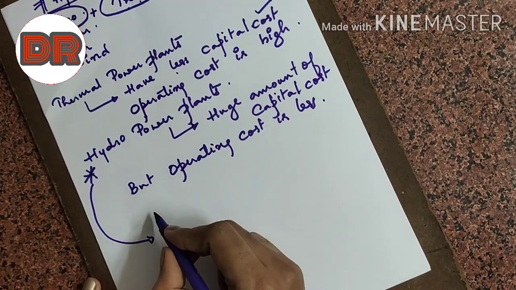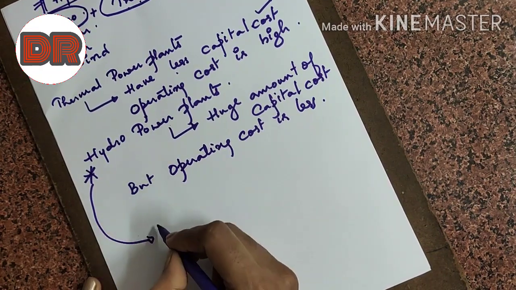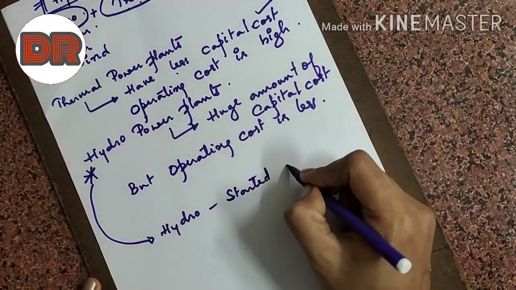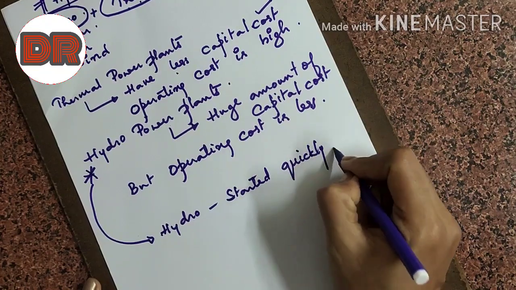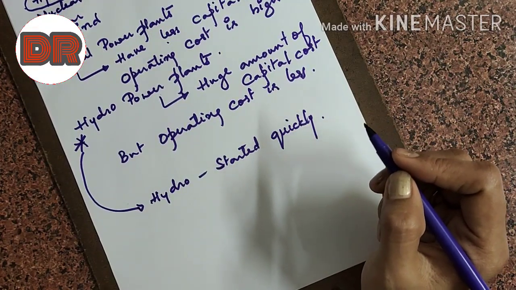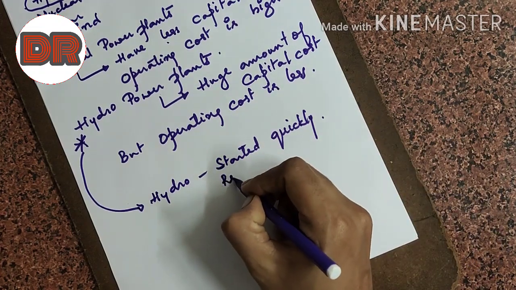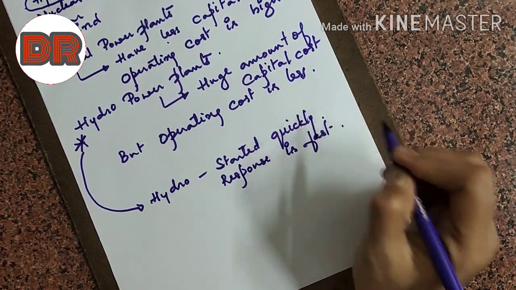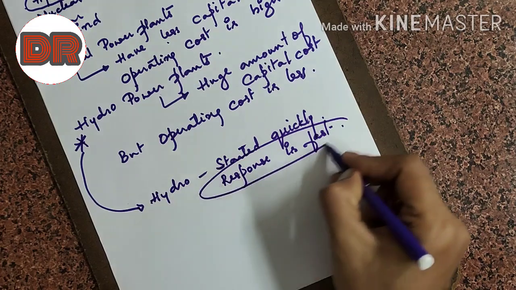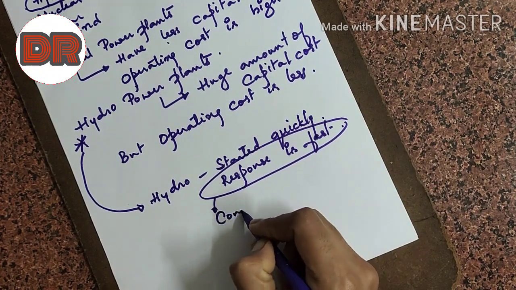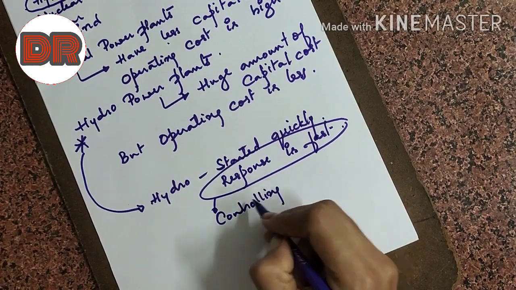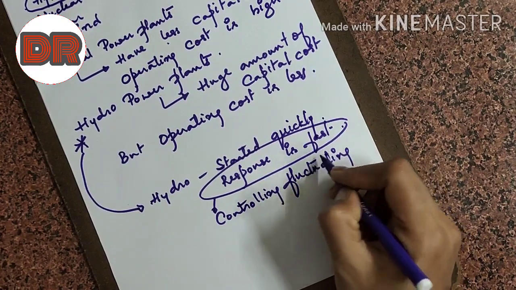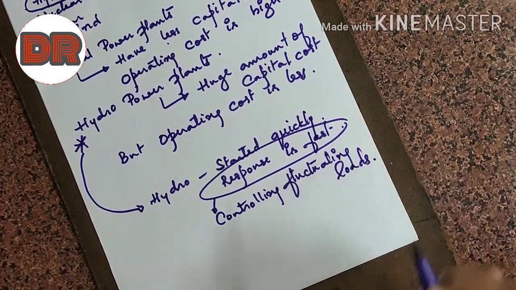If you see, a hydropower plant can be started very quickly. So hydro can be started quickly and has greater speed of response. So response is very fast. And this is used for controlling fluctuating loads.